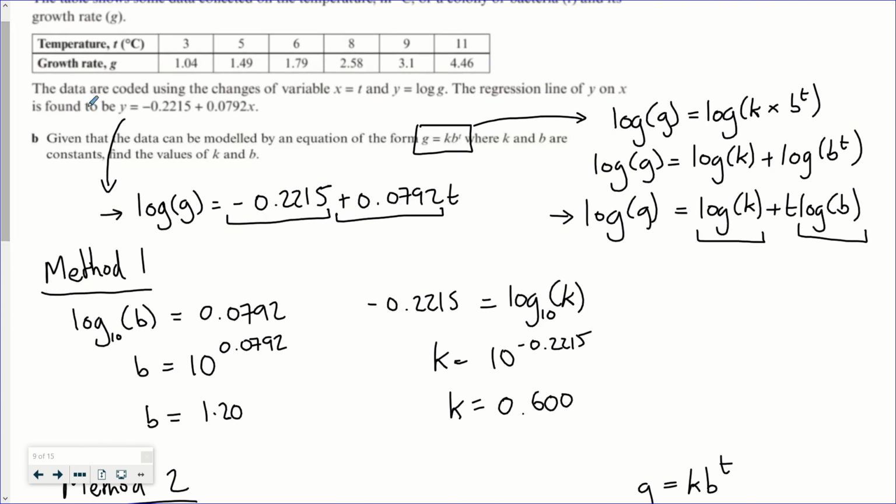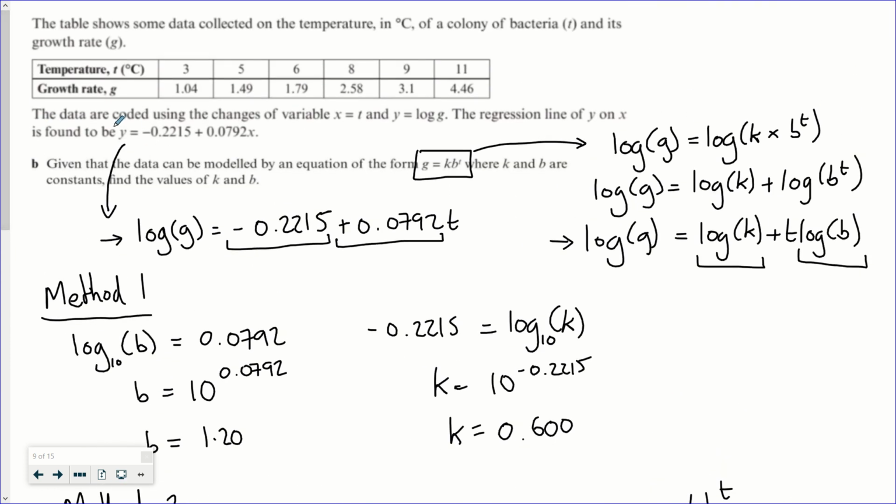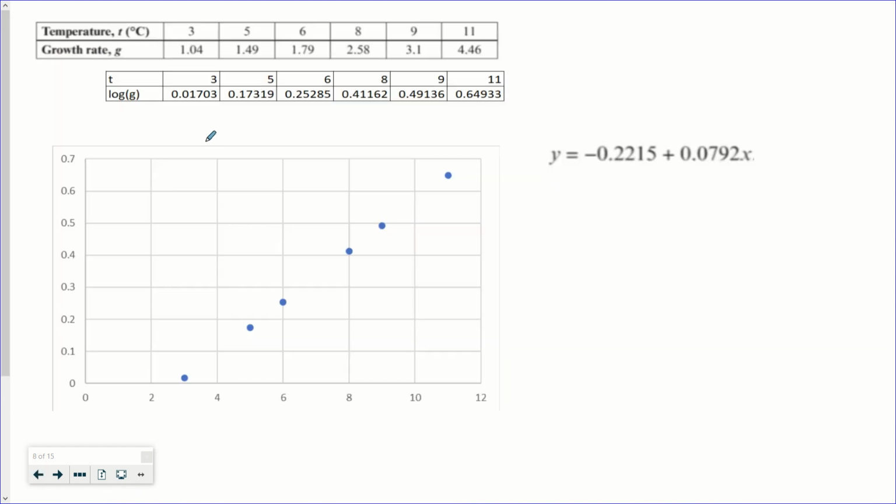It's worth noting how they found this regression line, because in the exam you might not necessarily get given this equation and you might need to try and work it out. So what they've done to get that regression line is they've created a new table of data. They've left t as it is because we knew that we were plotting t on the x-axis, and they've replaced g with log g. So for example, to work out this numerical value there, they've done log of 1.04. And then they drew a line of best fit through the points.